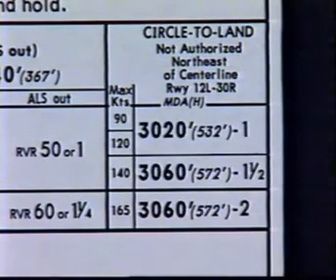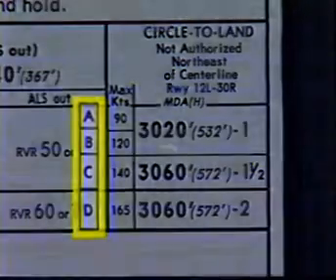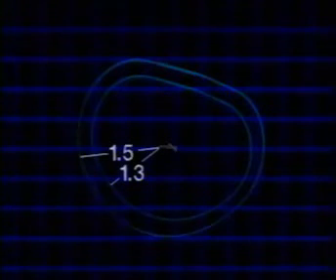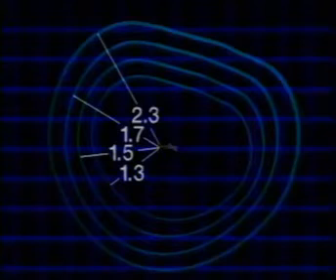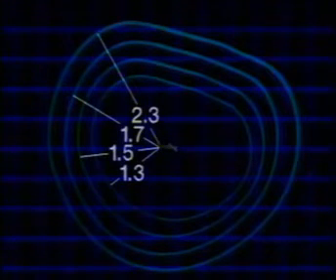The protected airspace during a circle to land maneuver depends on your aircraft's approach category, which is based on its airspeed. This airspace ranges from 1.3 nautical miles from the runway ends for Category A aircraft to 2.3 nautical miles for Category D aircraft. Remember, if you're flying the maneuver at an indicated airspeed faster than the maximum limit of the speed range for your category of aircraft, you should use the next higher speed range. Otherwise, you might not have the necessary obstacle clearance.